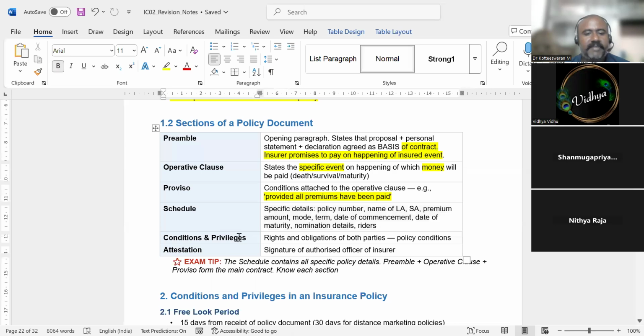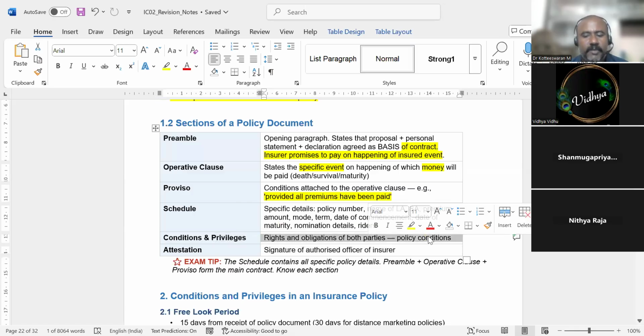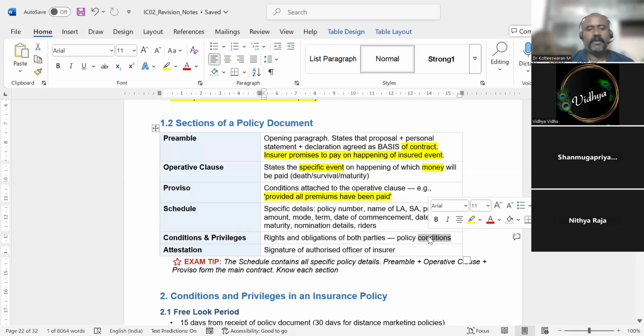Okay. Then we have conditions and privileges. What are the rights and obligations of both the parties? Conditions and privileges means when you can cancel the policy, when I can cancel the policy, what are the rights I have, what are the rights you have. All these things will be written in the conditions and privileges.